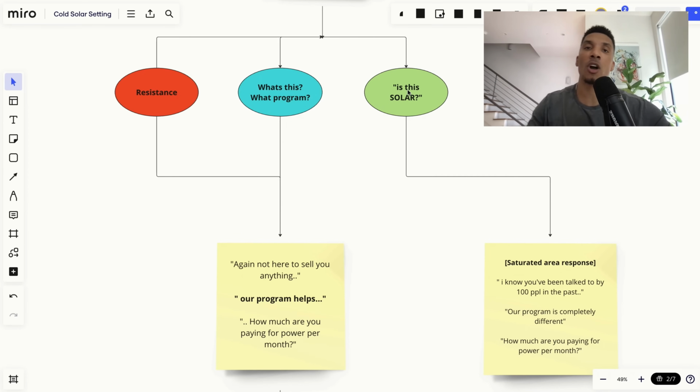So again, let's assume that you're calling in a more saturated market. I really don't think any market is saturated, but just solar heavy, right? Maybe they get called and knocked often. So everybody that you talk to on the phone is always like, man, is this solar? Are you calling about solar again?